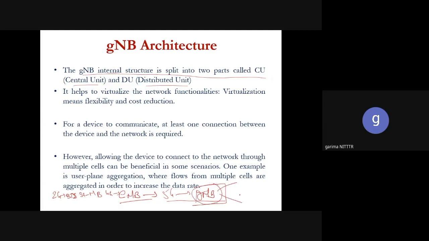That gNodeB is having two units. One is the central unit, another is the distributed unit. So some features are available with the central unit, and some of the features are available with your distributed unit, which is distributed to other elements also.